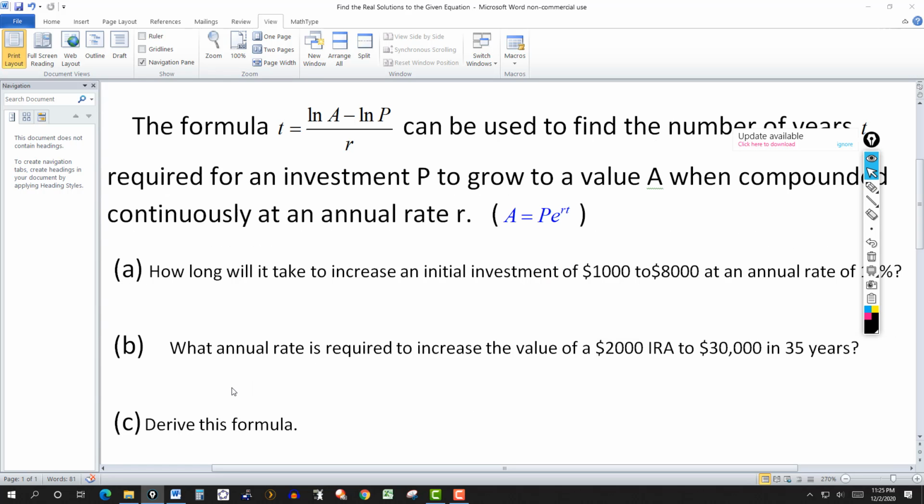Now for part C, it wants you to derive this formula. Again, this right here is your formula for continuous compounding, where P is the amount of the investment or present value if you want, R is the annual rate, and T is the time in years, and A, of course, is going to be your future value. So how do we get this formula from this basic formula?